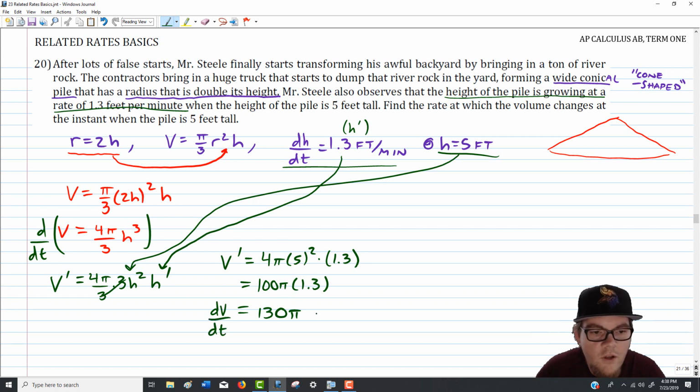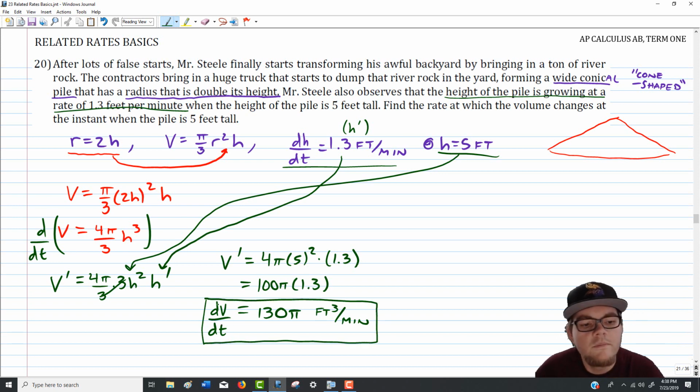the rate at which the volume changes with respect to time. So that's how quickly rock is being dumped into that conical pile. As far as units, we're talking volume, so that's feet cubed, and as far as time, we were talking per minute. So there is our answer.